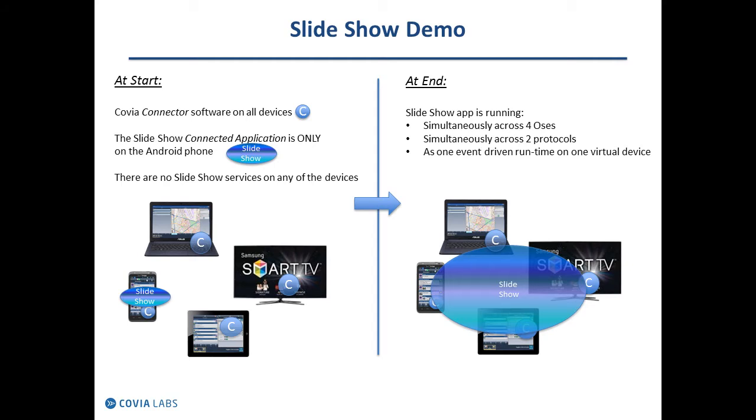At the start, I have 4 devices with 4 different OSs and 2 different wireless protocols. What's important to understand is that at the start, while there's a connector on each device, the slideshow application is only on the phone. There is no slideshow application or slideshow service running on any of the target devices. When I start the slideshow on the phone, I'll see a list of 3 nearby devices. After selecting devices from the list, the slideshow appears on the device's screens. And then, when I add slides on any device from the gallery or by taking pictures, they show up on all the devices.